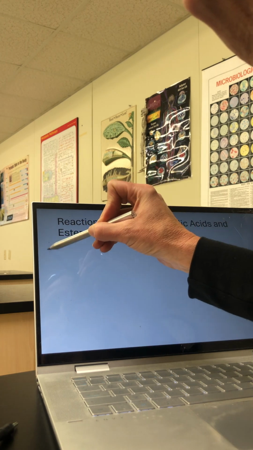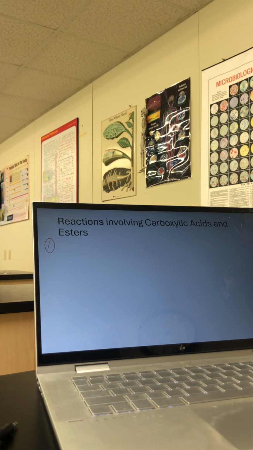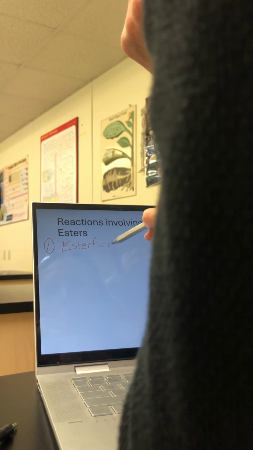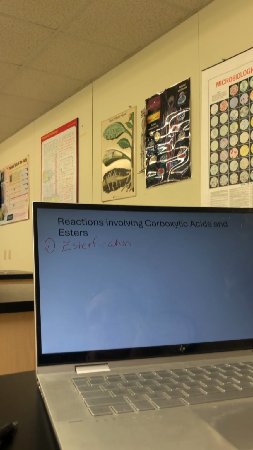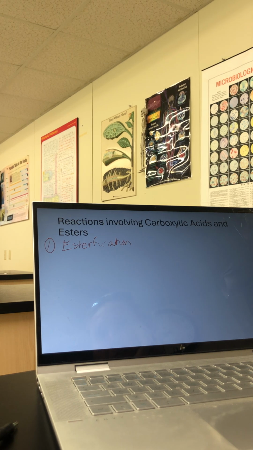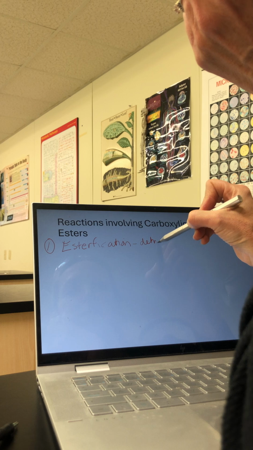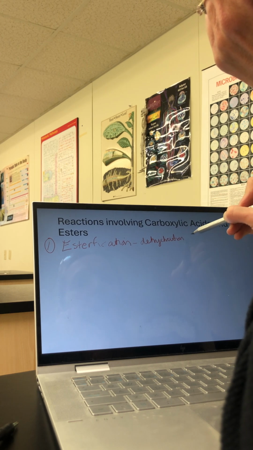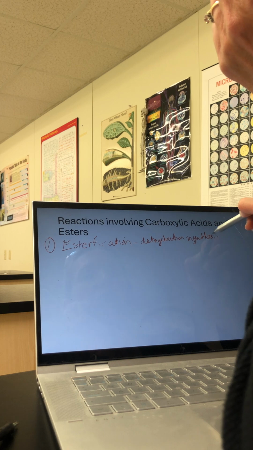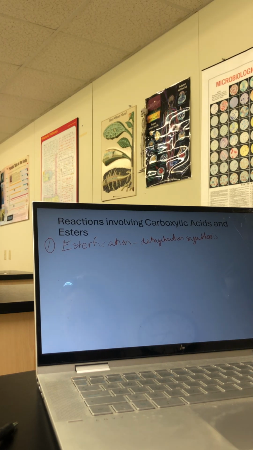So the first type of reaction that you see with esters is called esterification. That should sound familiar because this was something you did in grade 11 biology, so that would have been like the grade 10 biology course. When you joined glycerol with a fatty acid, it was an esterification reaction. All right, this one is also classified as a dehydration synthesis. And again, we talked about this quite a bit last year. Removal of water when you're joining molecules together.